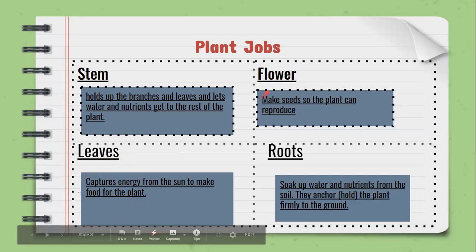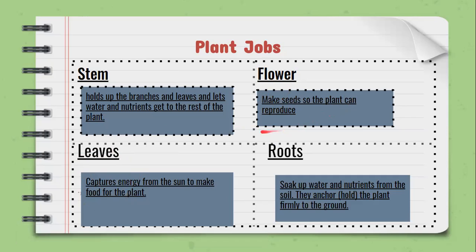Flower. The flower makes seeds so the plant can reproduce. There are different kinds of flowers where their seeds are. The first type of flower that has seeds is a dandelion, and another type is the yellow flowers with pink or purple things inside. Those are also called seeds.